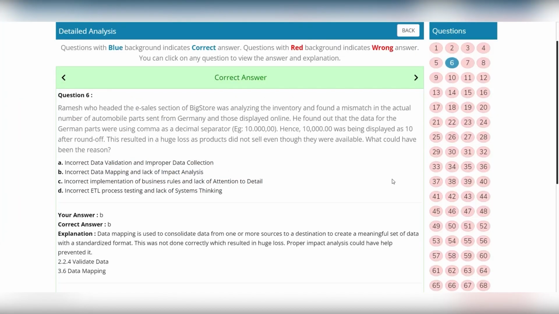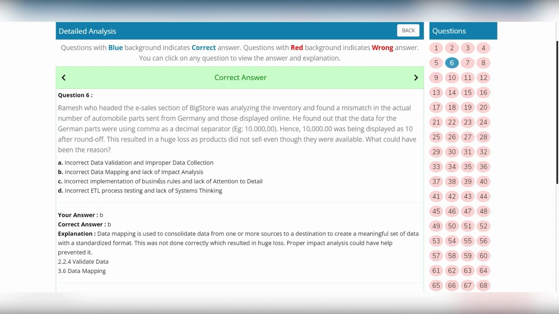Here you can take a look at the correct answer. You'll see the same question which we just saw, the options, the correct answer with the explanation. Now option A, incorrect data validation and improper data collection, may look appropriate, right? And we might select this option if we are in a hurry. We just think that yes, it must be because of incorrect data validation, which checks the accuracy and quality of source data before using it. But is the data collection improper in this example? No, data was sourced as it was present in the inventory. So option A is incorrect.